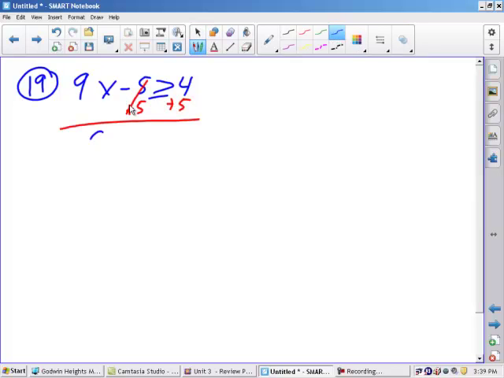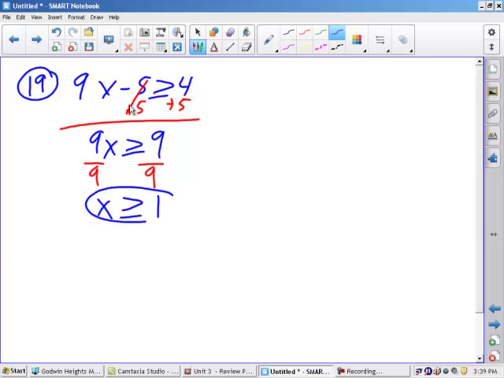I then have 9x is greater than or equal to 9. And then I divide by 9 on both sides, and I get x is greater than or equal to 1. But that's not my final answer. I need to figure out in set builder notation how to write that out.